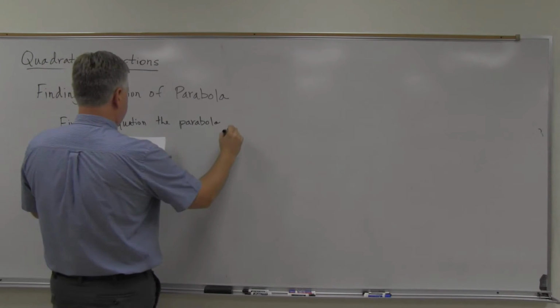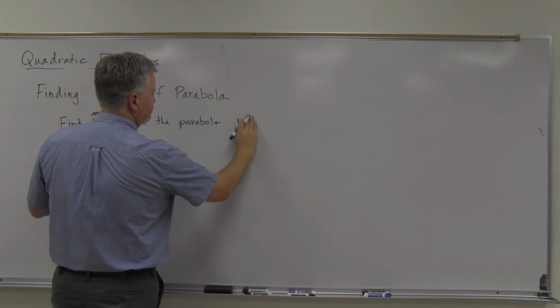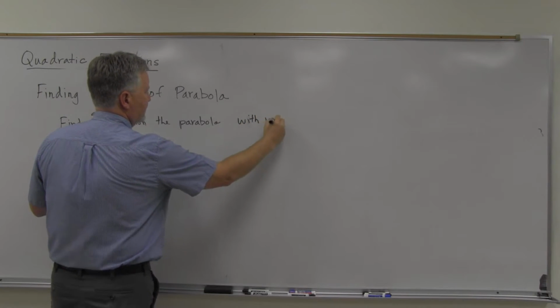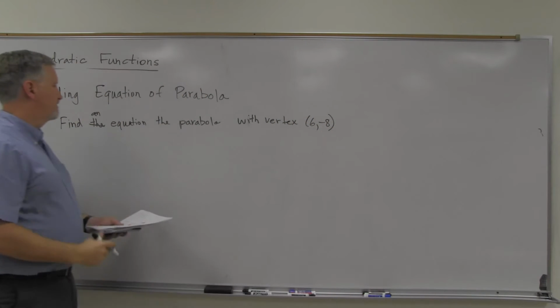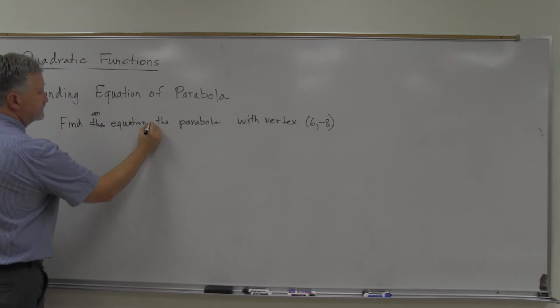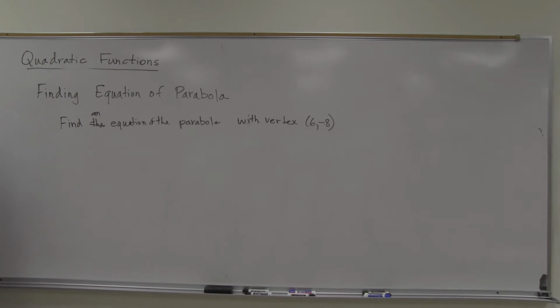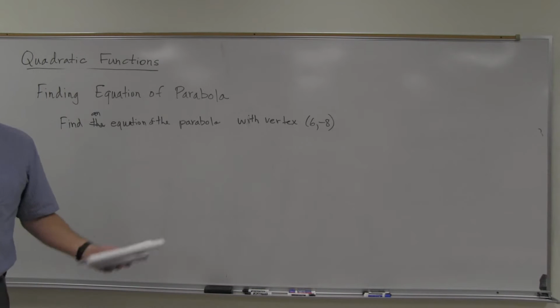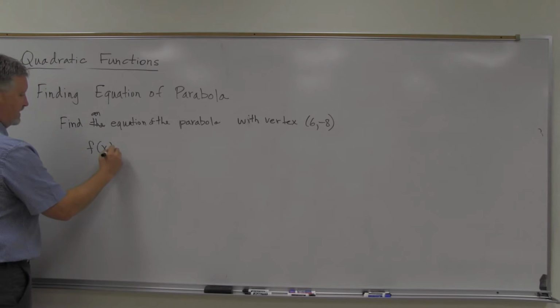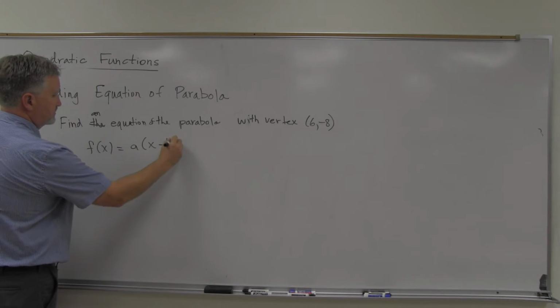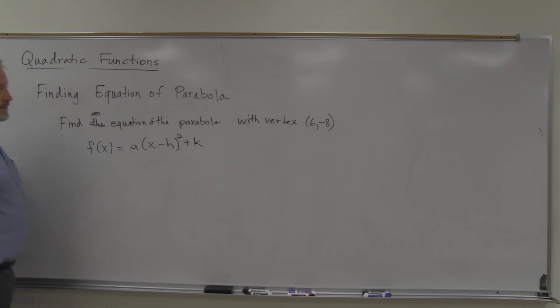Find an equation of the parabola with vertex 6, negative 8. Well, this is very easy now that we know there is a vertex form of a parabola. The vertex form of a parabola is f of x equals a times x minus h squared plus k. So if I've got the vertex, essentially I've got the equation of the parabola.